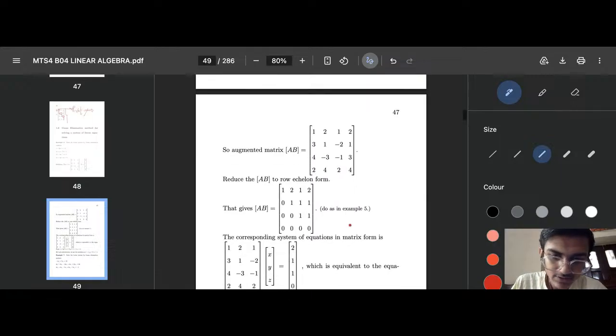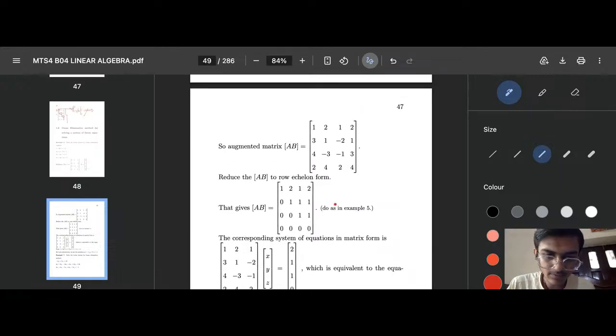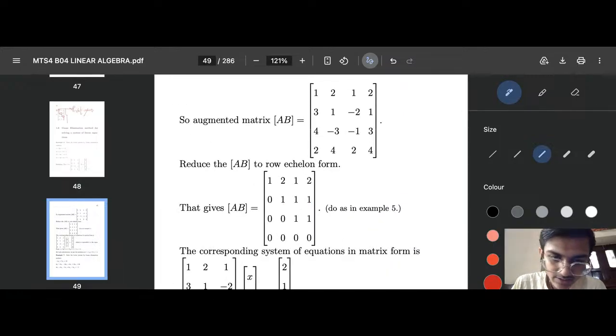Now you have to reduce this to row reduced echelon form, as I discussed with you. And from here, you can check the consistency, as I discussed, by using the pivot element. So this is one pivot element, this is one pivot element, this is one pivot element. So you have three pivot elements, and you have three unknowns. And even in the rightmost column, if you check, there is no pivot.